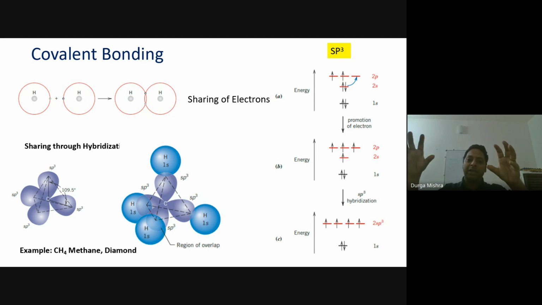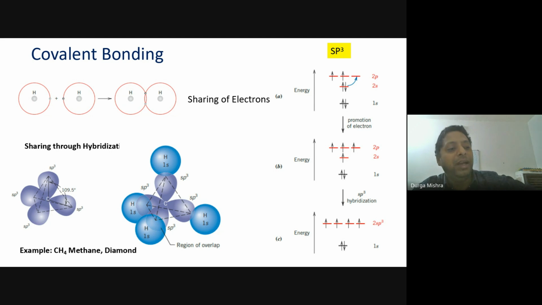The second carbon atom also forms four sp3 hybridized orbitals. Now each hybridized orbital has one electron, so they will share, and this carbon-carbon bond will form. This is a covalent bond, and typically the angle between the sp3 hybridized bonds is about 109.5 degrees.